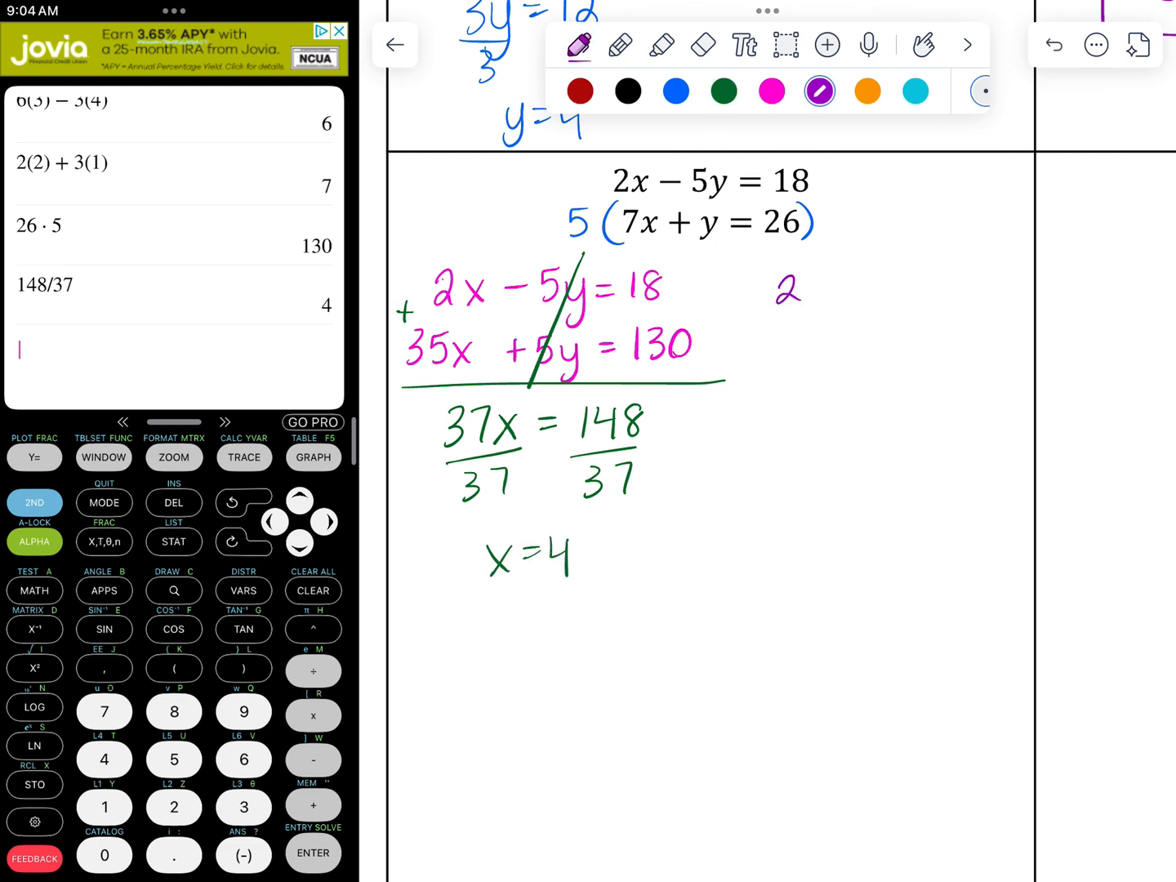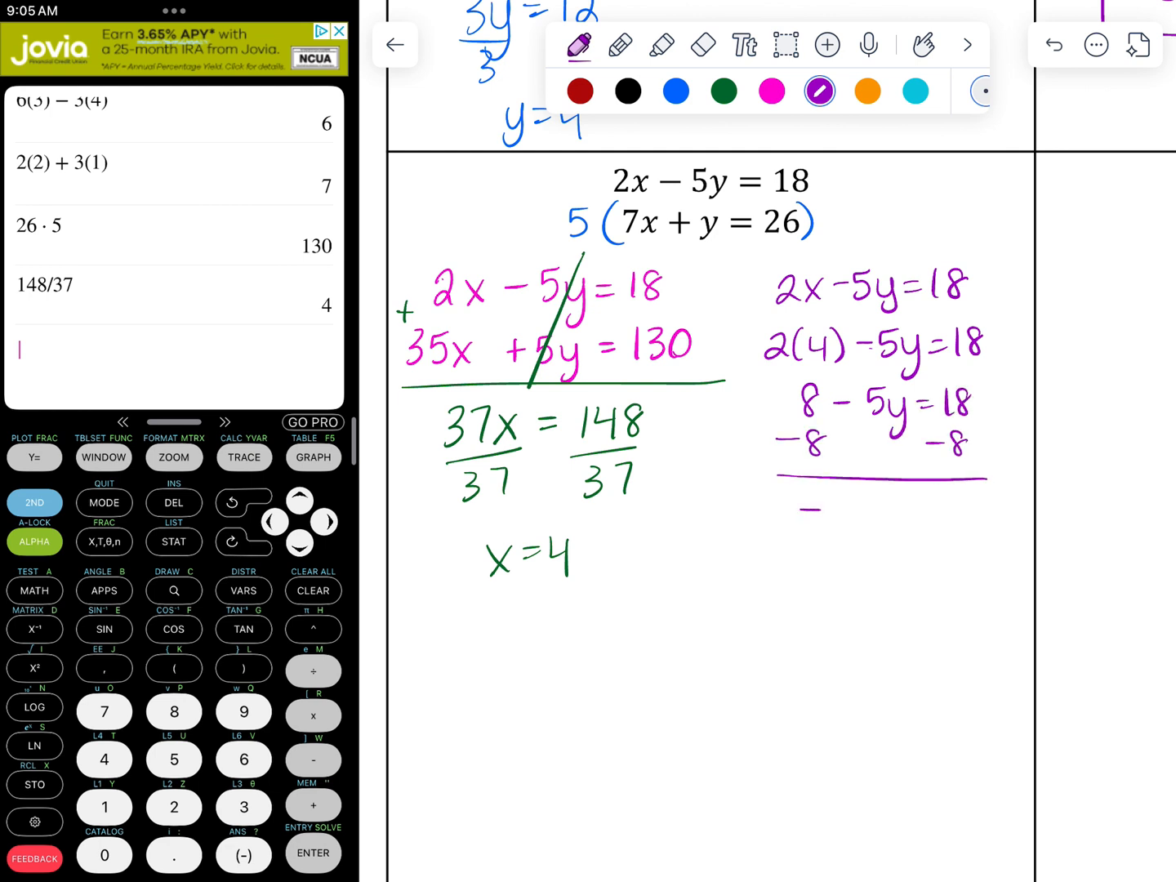Take either equation, we're going to rewrite it. We're going to replace the x with the 4 that we just got, and now we're going to solve for our y variable. So 8 minus 5y is equal to 18. Subtract the 8 to the other side. Negative 5y is equal to 10. Divide both sides by negative 5. Y is equal to 5.